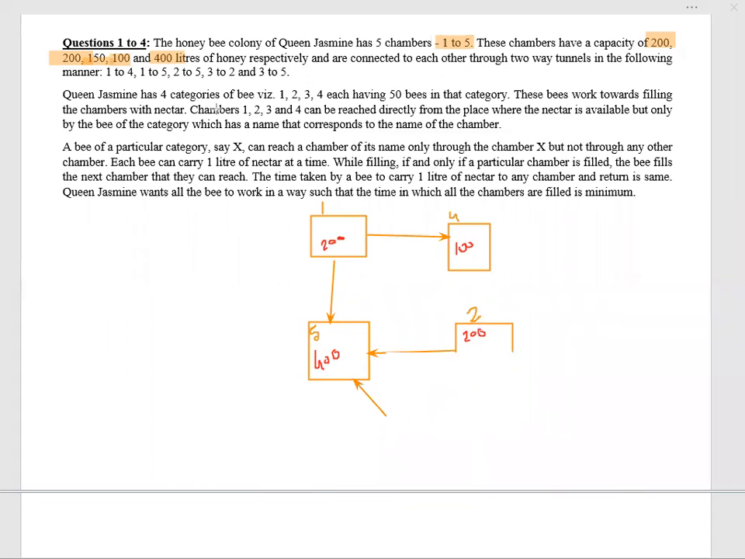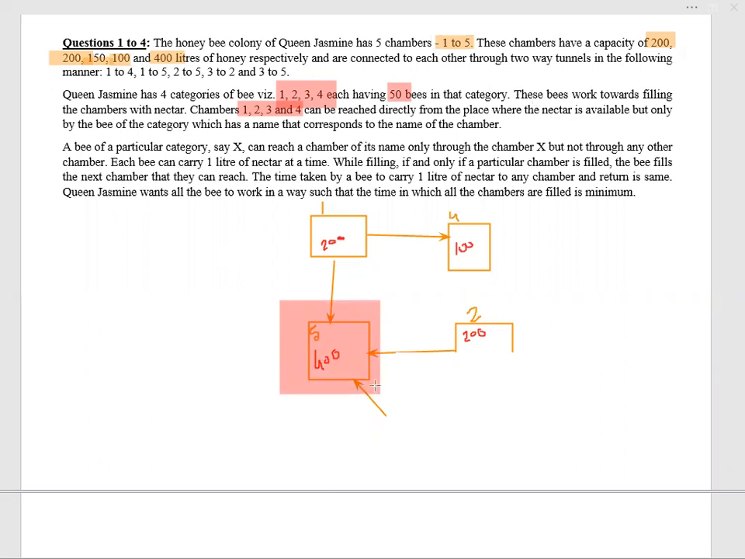Queen Jasmine has 4 categories of bees: 1, 2, 3, 4. Each category has 50 bees. The bees work towards filling the chambers with nectar. Chambers 1, 2, 3, 4 can be reached directly from the place where the nectar is available. So 5 cannot be reached directly.